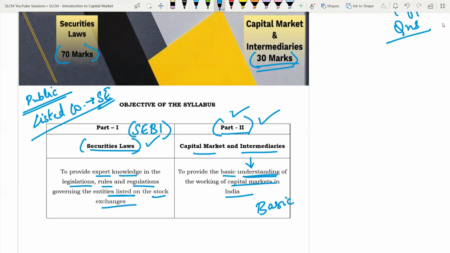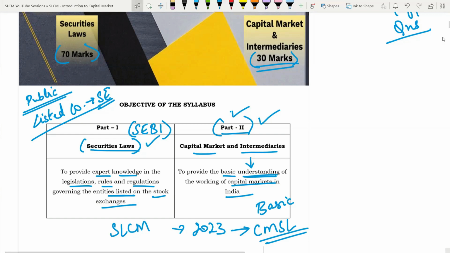So keeping this in mind, we are going to discuss Part 2, that is Capital Market and Intermediaries. And with the same motive, in your syllabus of 2017, the subject is named Securities, Laws, and Capital Market. But since you have to know the basic knowledge of capital markets and only then you will understand the provisions of securities laws, in the new syllabus of 2023, they've changed the name of the subject and made it Capital Market and Securities Laws. So the correct way is to study the capital markets first and then understand the securities laws, and that has been adopted even by ICSI when they drafted the new syllabus.